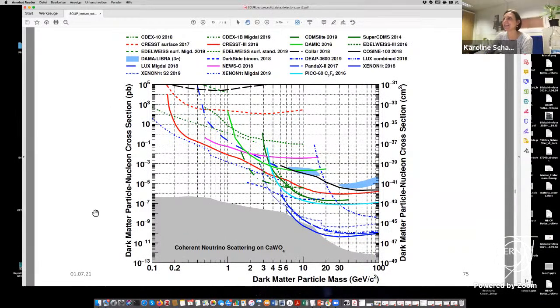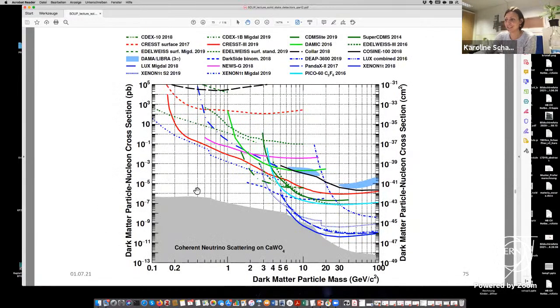Yeah, just again, this plot. And now you maybe know a bit better what all these lines are about, because I told you what these experiments are about. You see, the green lines are all in this low to middle dark matter mass region. I should mention that with this Migdal effect, of course, also the liquid noble gas detectors are achieving sensitivity in this low mass region, which is also very interesting and very important.